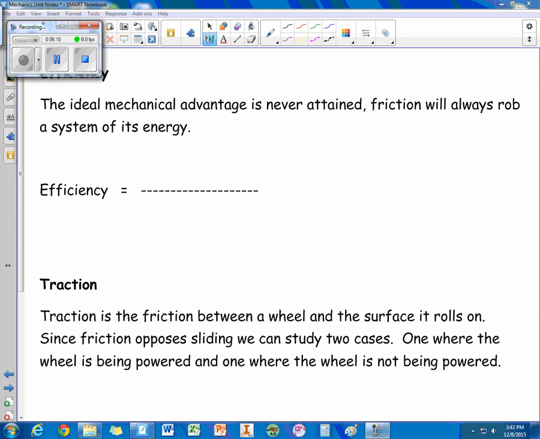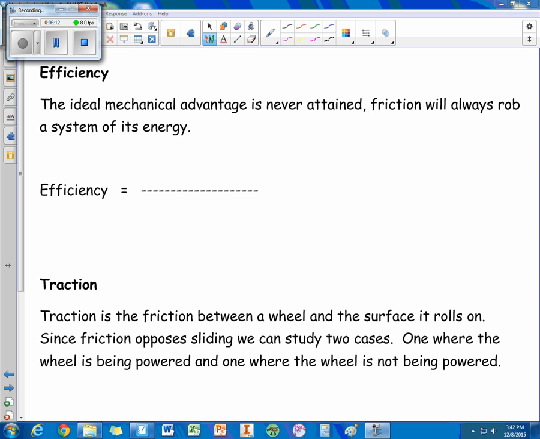Now, in a previous example I just showed you, we saw that the output work was less than the input work. That comes down to efficiency. In the ideal machine, the efficiency is always 100%. But ideal machines don't exist. There's always friction that will rob a system of energy. So efficiency is equal to the output work divided by the input work.